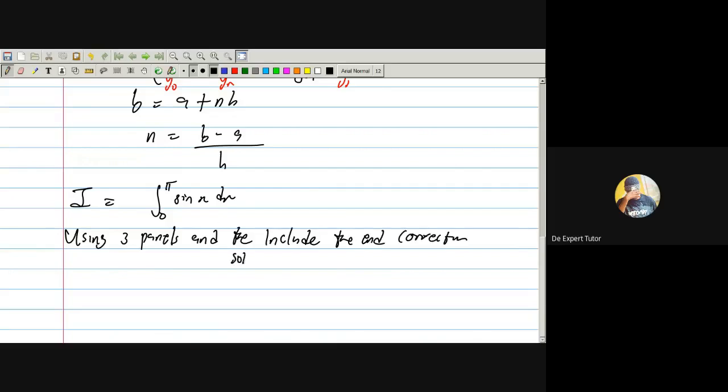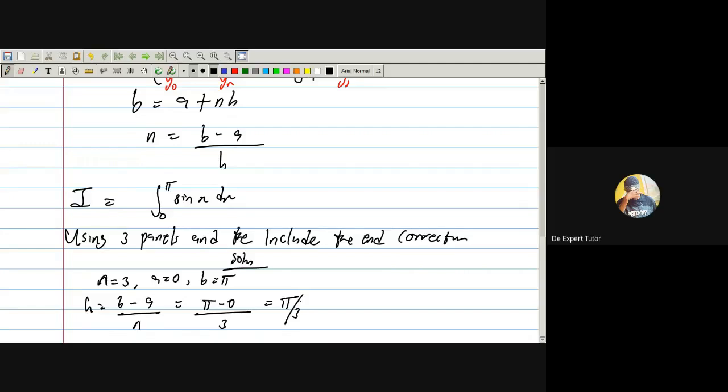Now, solution. They said that using 3 panels, which means make sure that your n is equal to 3. That is what it means. And what will be my h? Since I now know my n, my h will be equal to b minus a over n. And what's b and a? a is the lower interval, b is the upper interval. So I have pi minus 0 over n. n is 3. So my h is pi over 3.